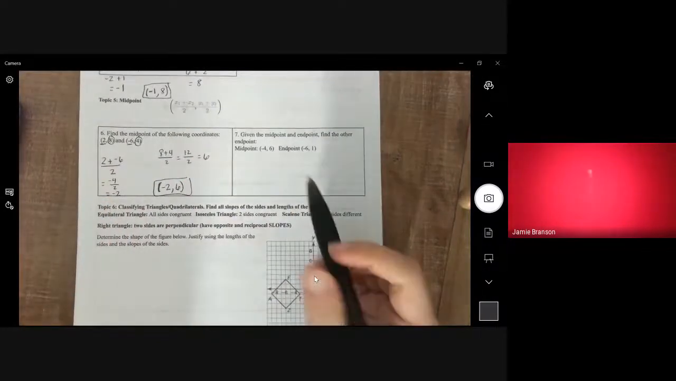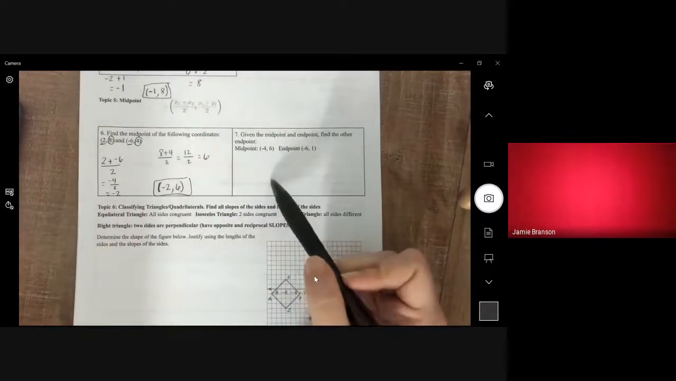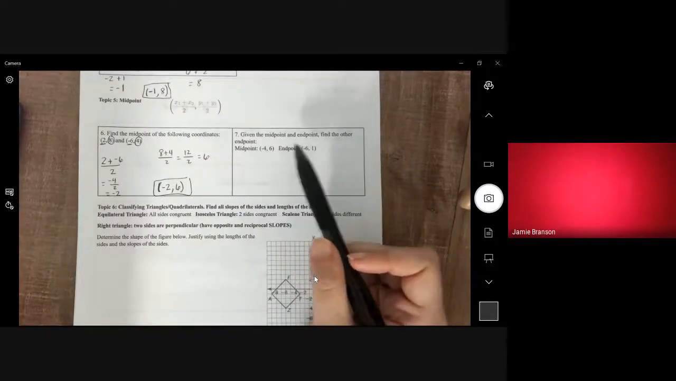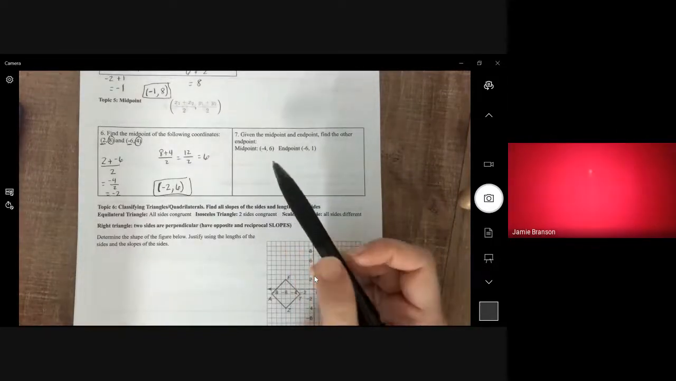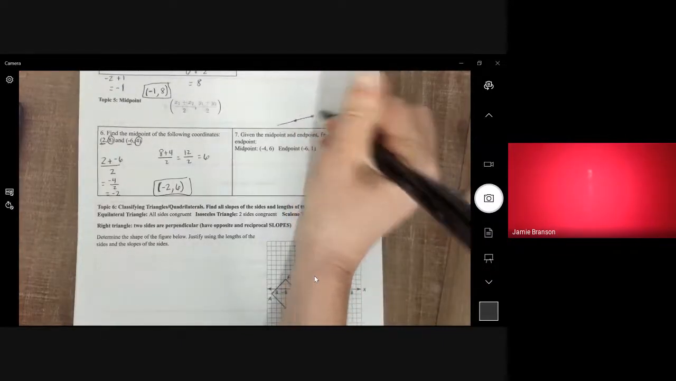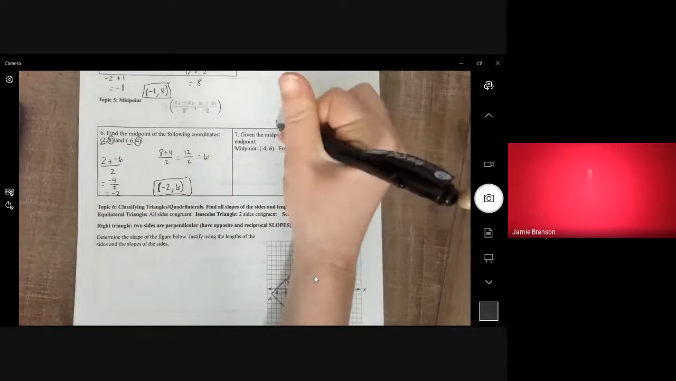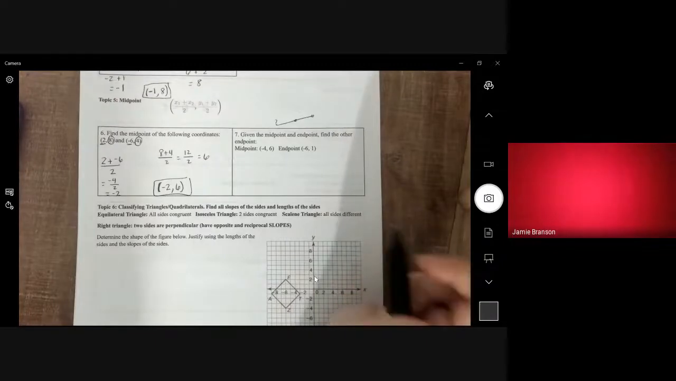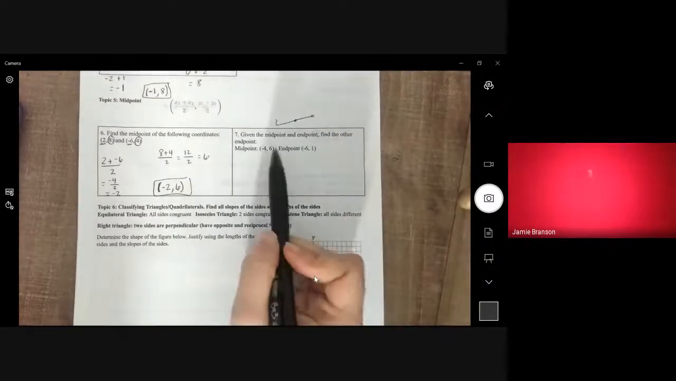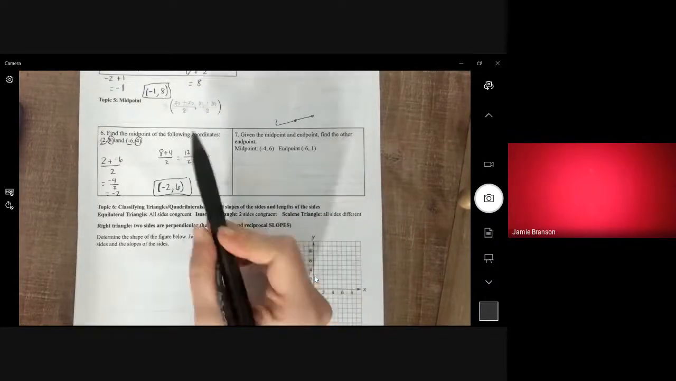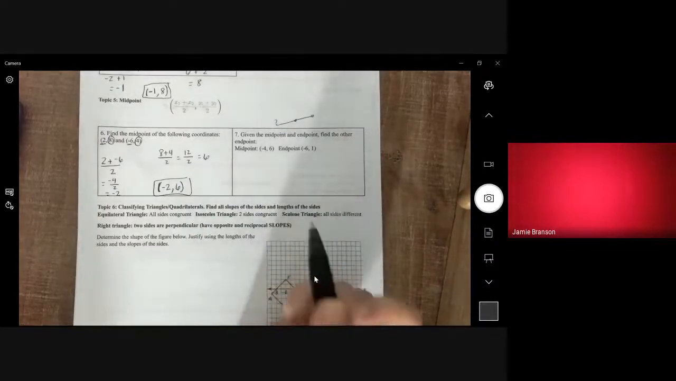Okay, now number 7, you're given a little bit different information. It says, given the midpoint and the endpoint, find the other endpoint. So they're giving you the middle and they're giving you an endpoint. Your job is to figure out what is the other endpoint. So you kind of have to work a little bit backwards here. And you can think about, if this is in the middle, what would be on the other side. I know I talked through that a little bit, but I'm going to show the algebra on here if you want to do it that way.